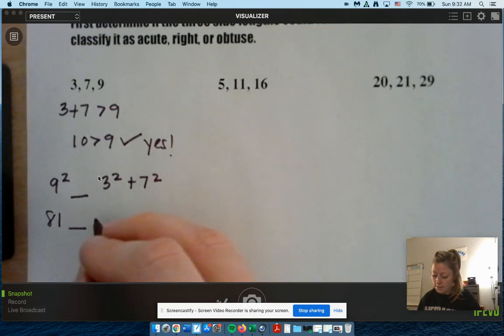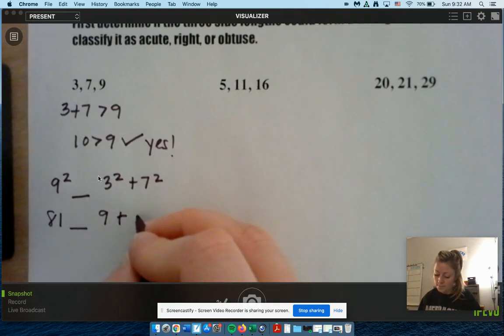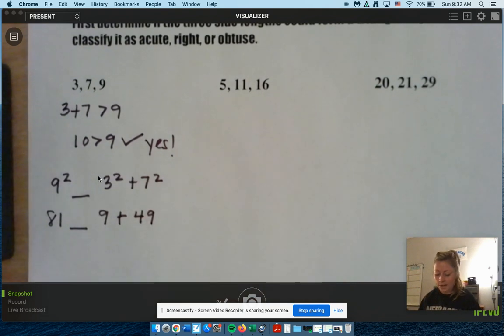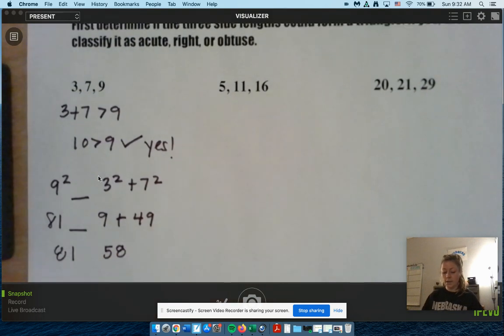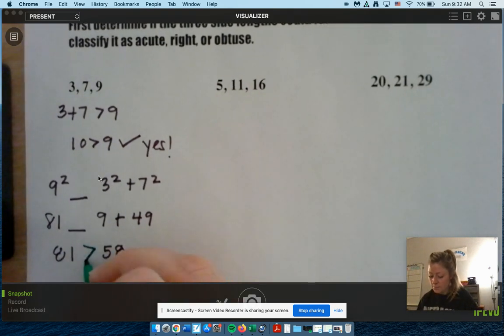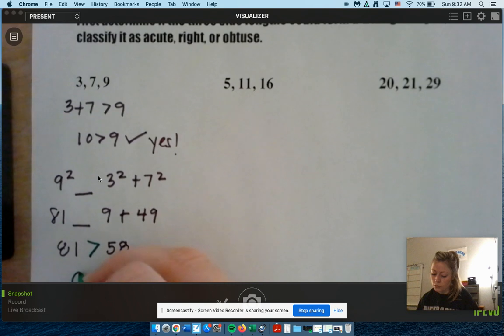3 squared is 9. 7 squared is 49. Finish it off by adding those two together. 81. Again, I'm leaving it blank. We don't know yet. 9 plus 49 is 58. And now we can compare. How does 81 compare to 58? It is greater than, so this would be obtuse.